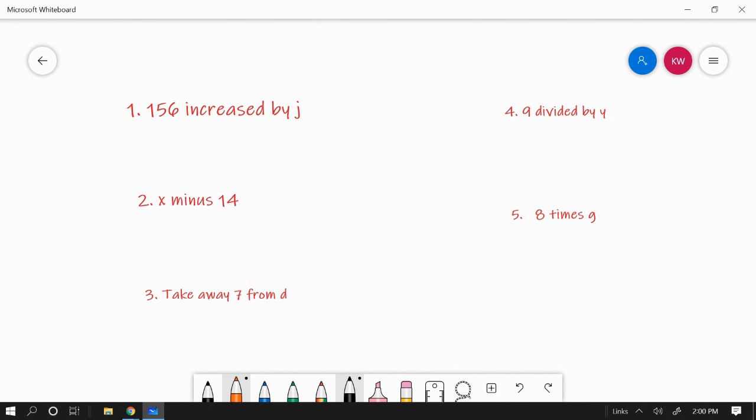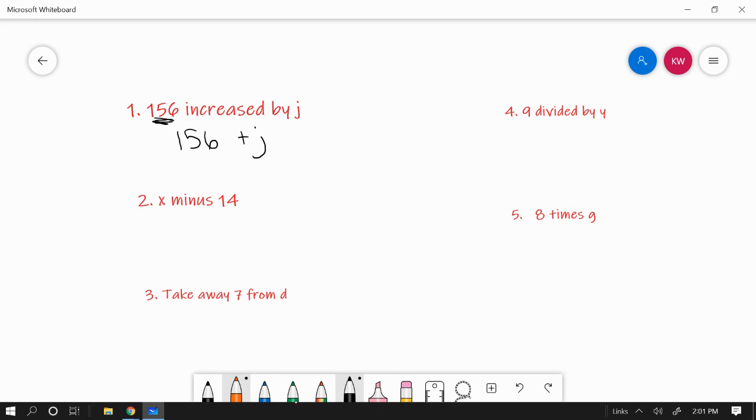Here's a couple different ways that they also write problems. So number one, it says 156 increased by j. So actually, we're going to start with 156, and we're going to add j to it. Now, just because they start with the number doesn't mean that the number comes first. In this case, it does. But in a second here, you'll see another example.